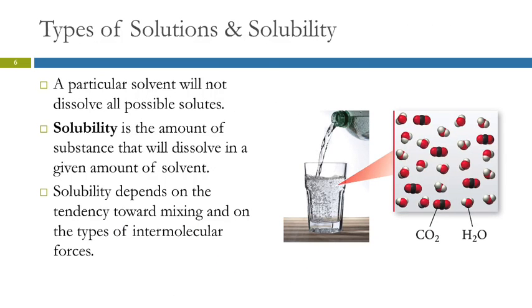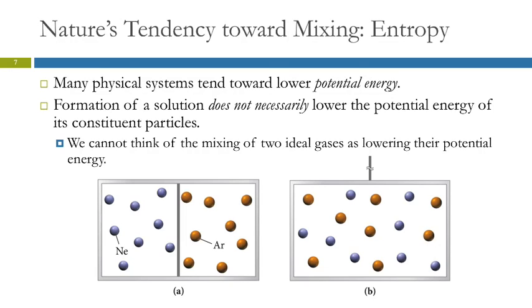So another thing about solubility is it depends on this tendency towards mixing. Many physical systems tend towards a lower potential energy. I've talked about pianos falling out of second floor windows. The potential energy is high when something's elevated above the ground. You release it and it tends to go to a lower potential energy. This happens in all sorts of different situations.